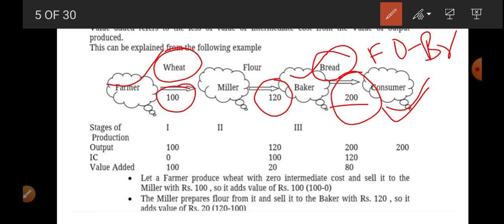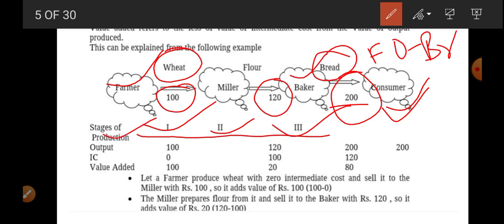Okay, now here you can see there are three basic stages of production. First, where the farmer produces wheat. Second, the miller who converts wheat into flour. And third, the baker who bakes this flour into bread. So these are the three production units. Now you can see the production output. So here are the prices. Output is 100 for the wheat, 120 for the flour, and 200 for the bread, and this is available for the user.